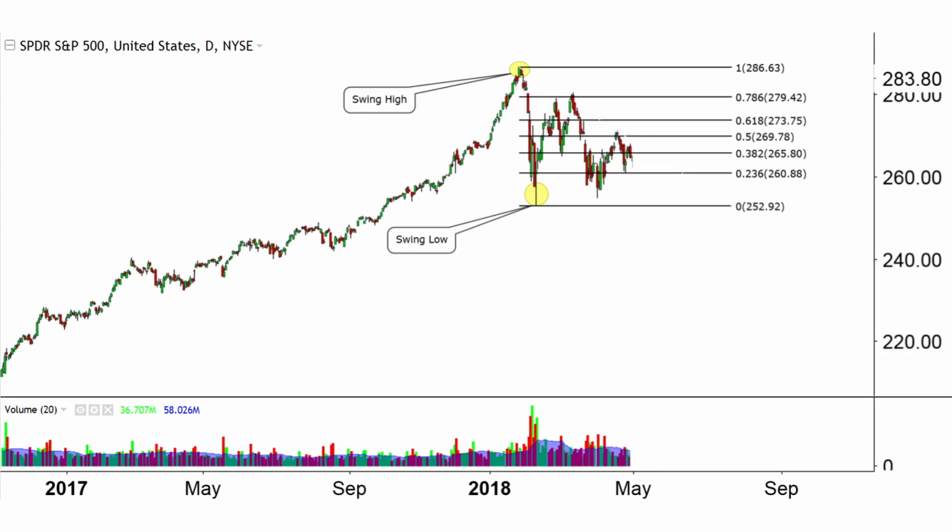Here it is the swing low at 252.92. When it is an uptrend, start from the low and draw towards the high. When it is a downtrend, start from the high towards the low. In this example, it is a downtrend, so we start at the highs at 286, down towards the lows at 252.